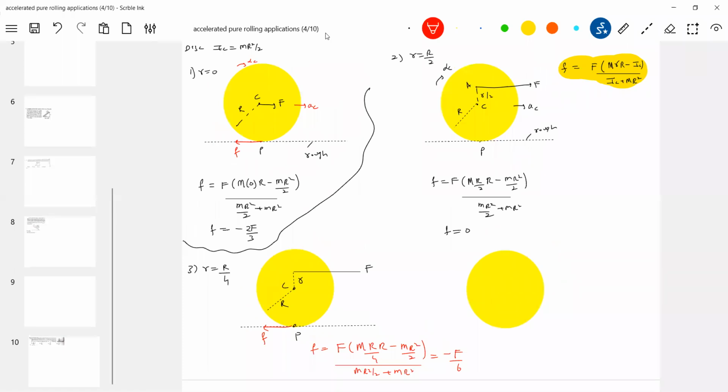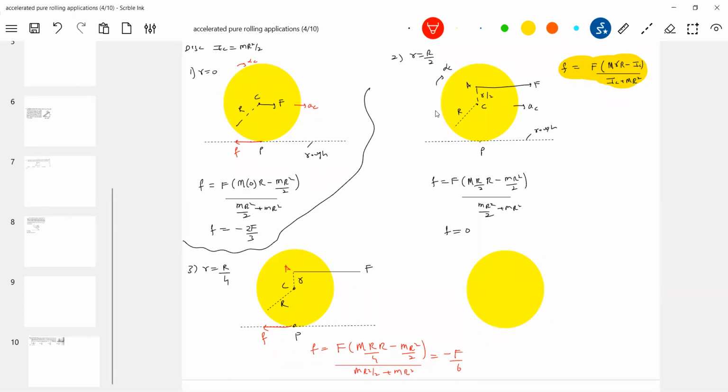F by 6, F by 3, why different answers? 1 by 4 minus 1 by 2, 1 by 2 plus 1, here 3 by 2 will come. Do the calculations, please tell clearly. Okay, so F by 6 will come. So the friction will be backward here.